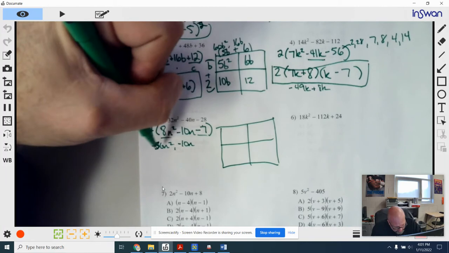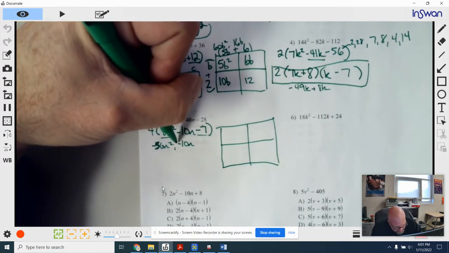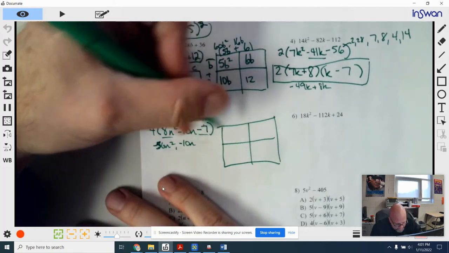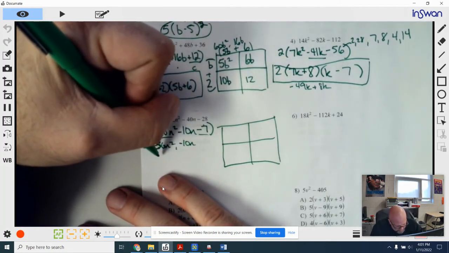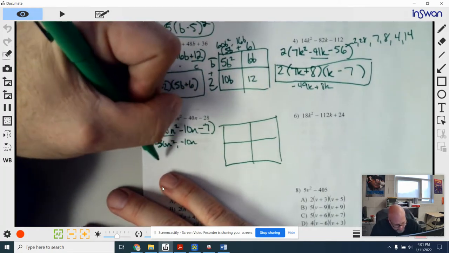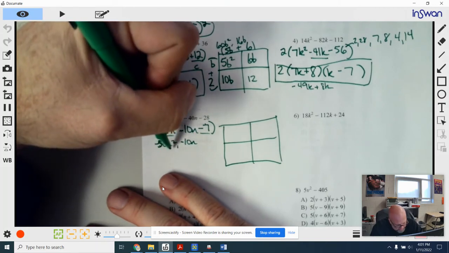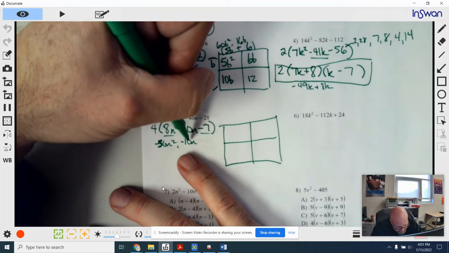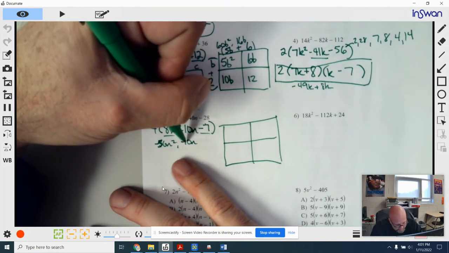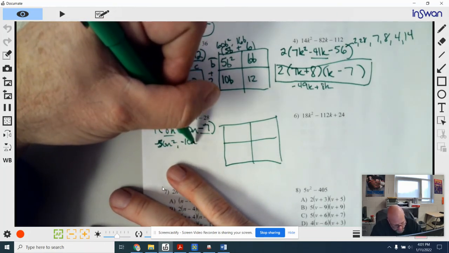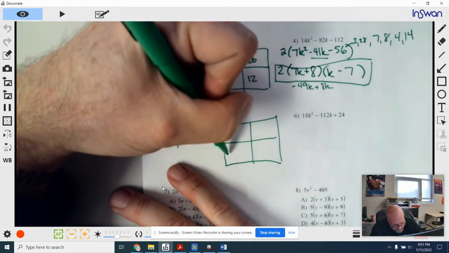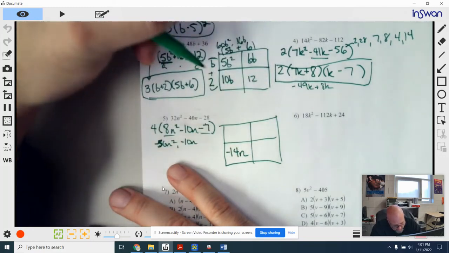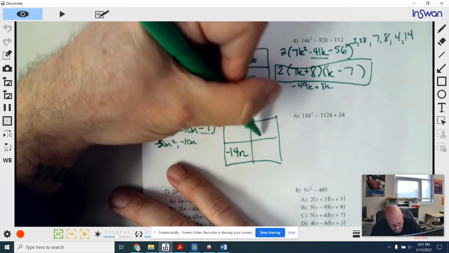So I'm thinking here. One's got to be positive, one's got to be a negative. Possibly, I'm thinking maybe a 14 and a 4, because 8 and 7, you're not going to get a difference of negative 10. But a 14 and 4, you're going to get a difference of a negative 10 here. And because the difference is negative, that means my larger number needs to be a negative. So I'm going to say negative 14n and positive 4n.